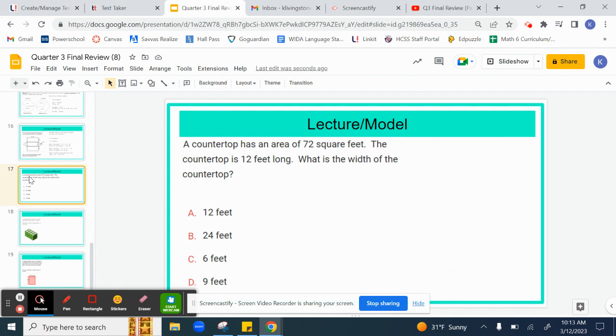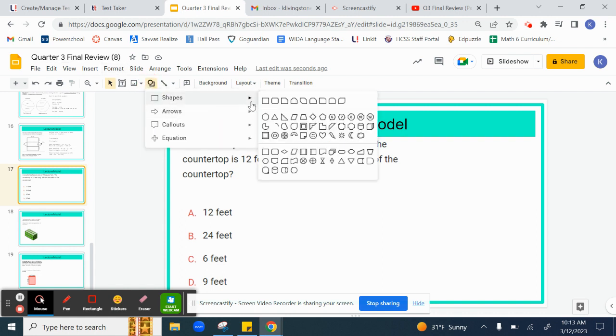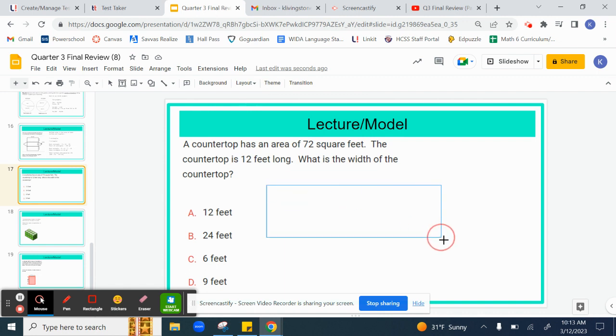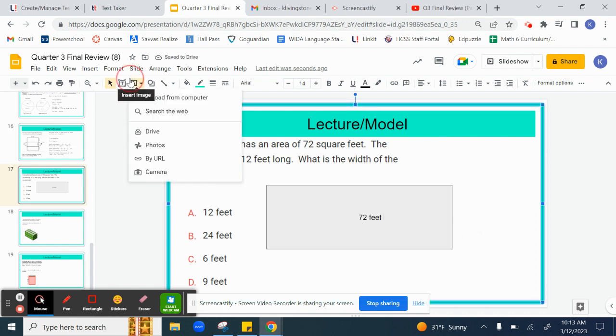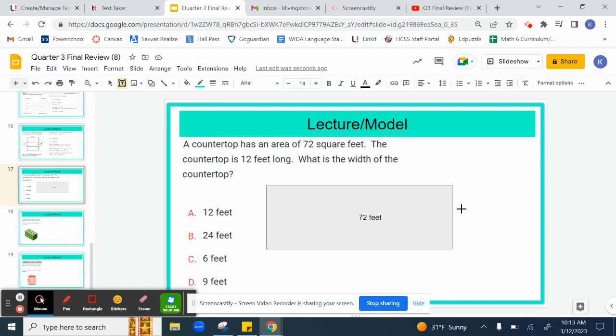All right, a countertop has an area of 72 square feet. The countertop is 12 feet long. What is the width of the countertop? All right, I'm going to make a rectangle here because, again, this should actually say in the question that it is a rectangle. So the whole rectangle is 72 feet. We know that one of the lengths is 12 feet, and we want to know the width.